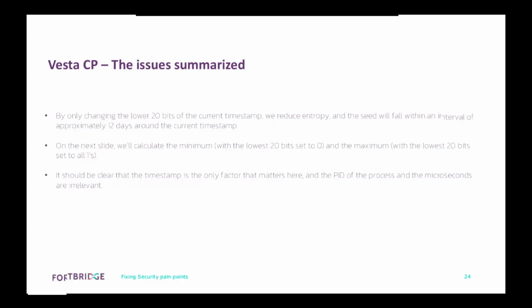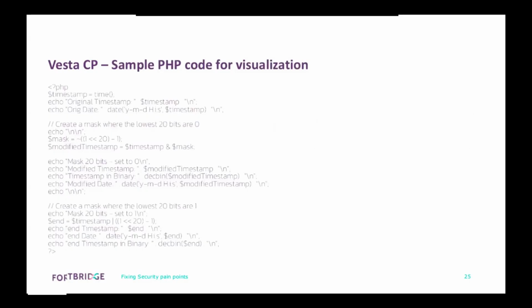So now I'm going to show you how this looks in practice, because I made a PHP script to calculate the range where this timestamp will vary. It's a very simple PHP script, just some basic bitwise operations. I'm starting with the current timestamp. And here I'm masking all the lowest 20 bits, setting them to 0. And then the next thing I do at the bottom, I'm setting the lowest 20 bits to 1 to figure out the maximum value.